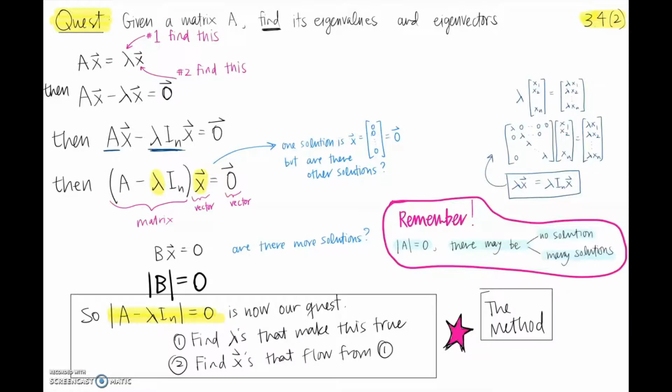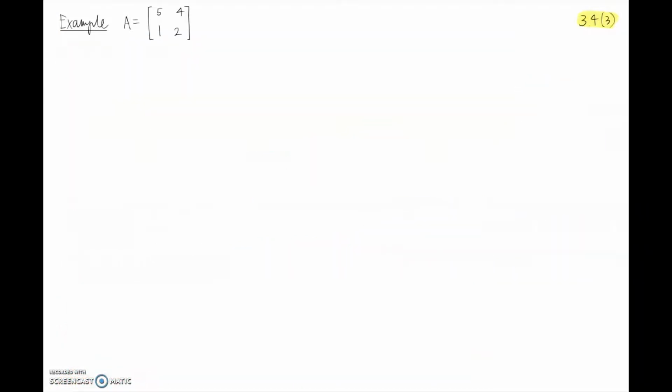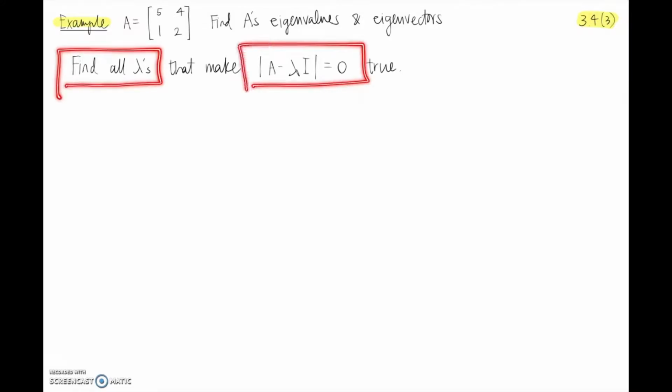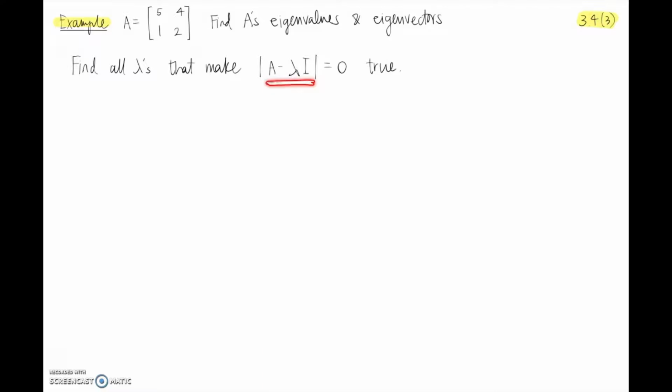So we've just spent a lot of time on theory. Now let's head towards a real practical example, and we'll find some actual eigenvectors and eigenvalues. So here we have this 2 by 2 matrix, and we're asked to find A's eigenvalues and eigenvectors. And we've actually seen this guy before. He was the very first example of this section. So we know that our method is going to be find all the lambdas that make this statement true. The determinant of A minus lambda I has to equal 0.